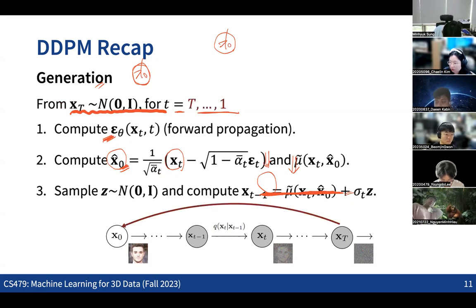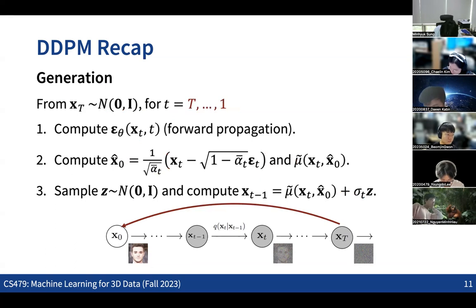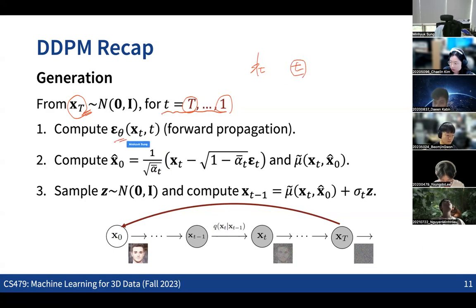But in the generation process, we need to do it in a more sequential way. We start from a sample from the unit Gaussian, and from there we run the reverse process from time capital T to 1. For the xt at an arbitrary time step t, we predict the noise that was added to the xt, and then we can predict the x0 from the xt and the epsilon t. From that, we can predict the mean of the distribution, right?